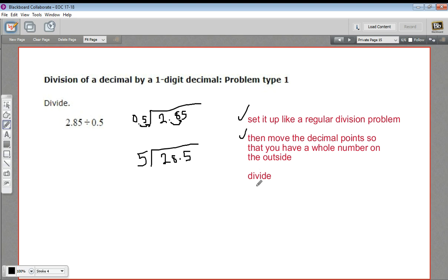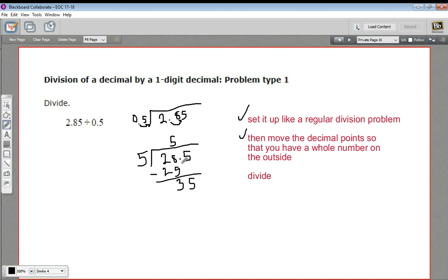All right, so that's this step. And now we're just going to divide like we normally would. So I'm going to start by saying how many 5s go into 2? Well, none. How many 5s go into 28? Well, 6 times 5 is 30. That's too big. 5 times 5 would be 25, I mean. So that should be good. 5 times 5, 25. And then we subtract. So that's a 3. And then I'm going to go ahead and bring down this next number.